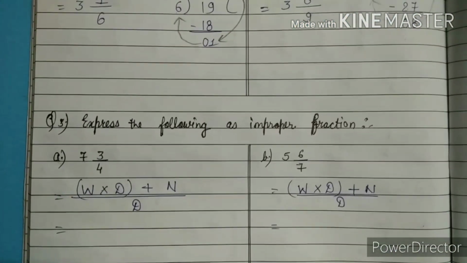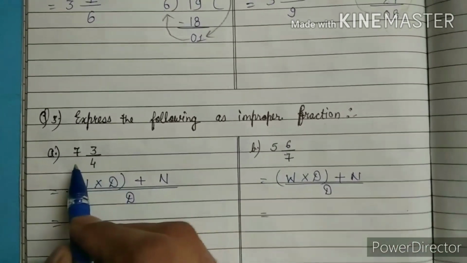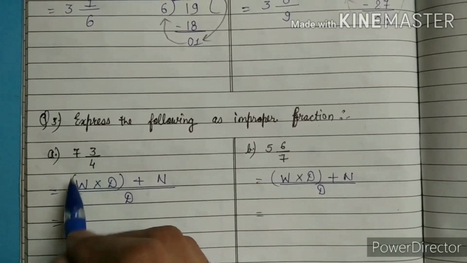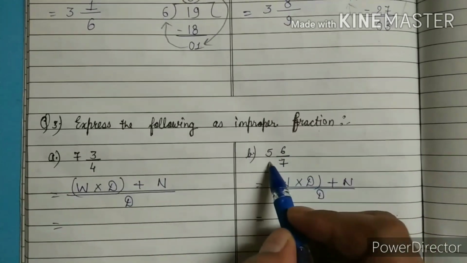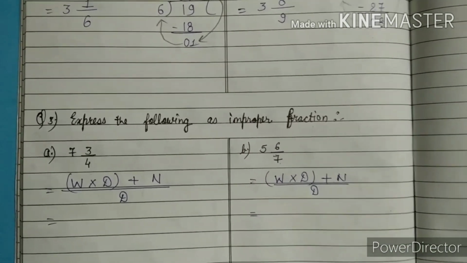Now question number 3 is express the following as improper fraction. So here we have mixed fraction 7 3 by 4, 5 6 by 7. This we have to represent in the improper fraction.